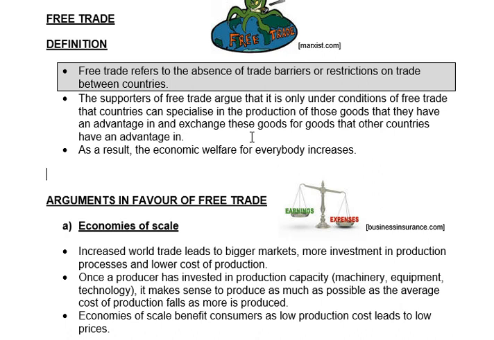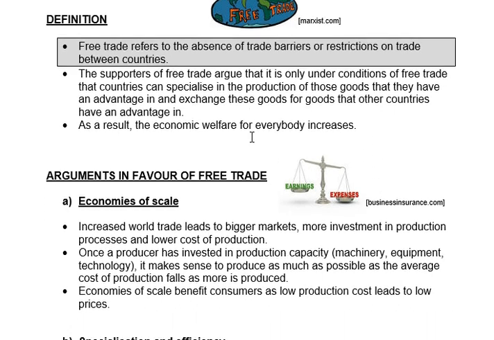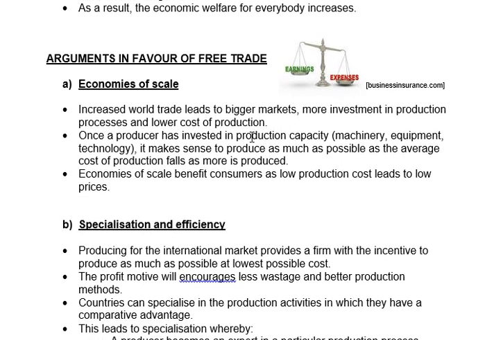Right. Now, if we look at the arguments in favor of free trade, the good things about free trade, the first one is economies of scale. Now, we said that when you are producing for the world markets, your market is so much bigger. So when there's world trade, when you're not just producing for local consumption, you are literally producing for the whole wide world. It means that your market is so much bigger. And because you have a big market, you can do mass production.